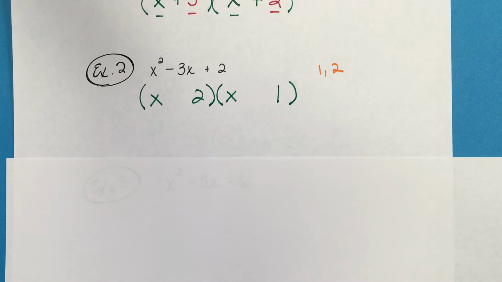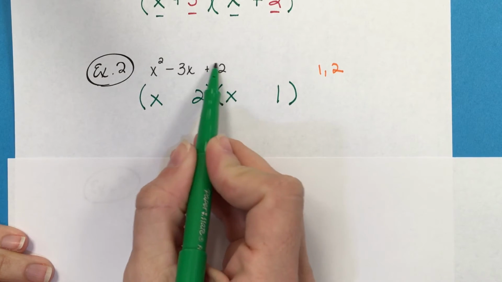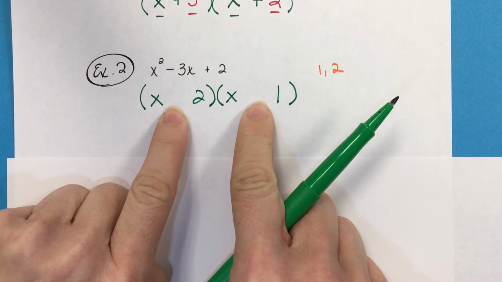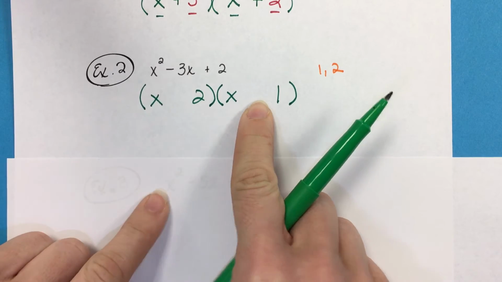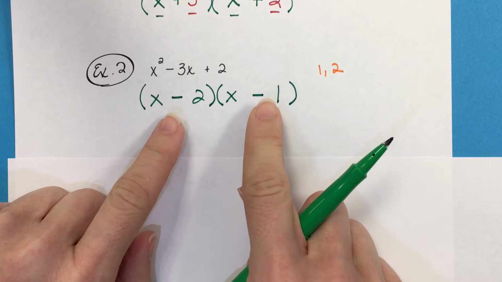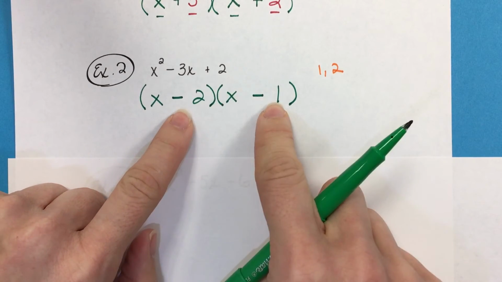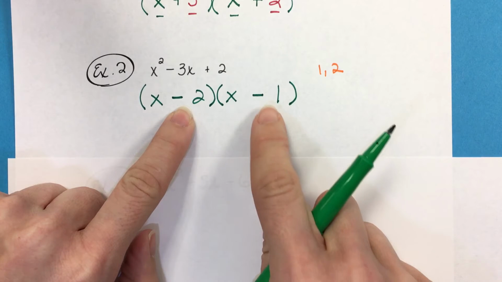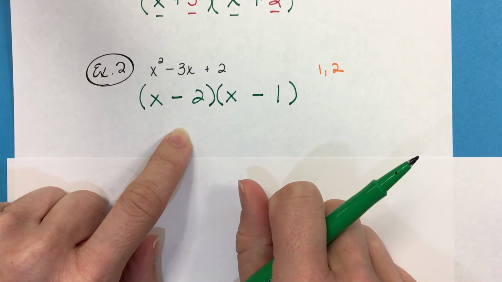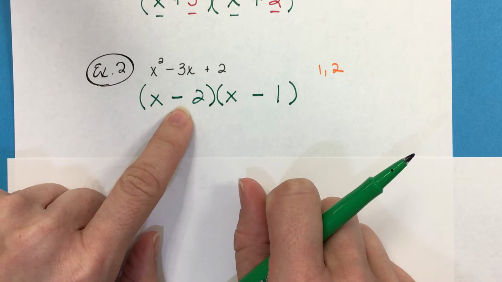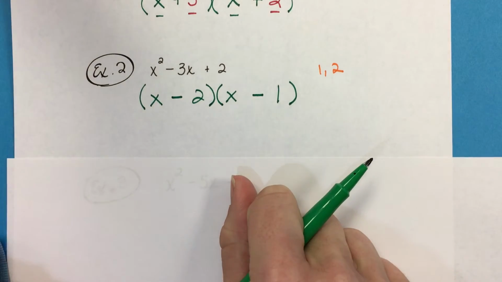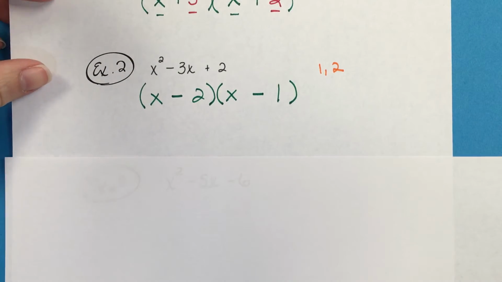Okay, now I still have a last term being positive, which means the signs that I use have to be the same. But in order to get a negative 3 this time, I would actually need both minus signs. Okay, so again, you've got to multiply them to get the last one. So a negative 2 times a negative 1 gives you the positive 2. You've got to add them to get the one that's in the middle. So a negative 2 plus a negative 1 will give you your negative 3 that you need in the middle. Okay, next one.